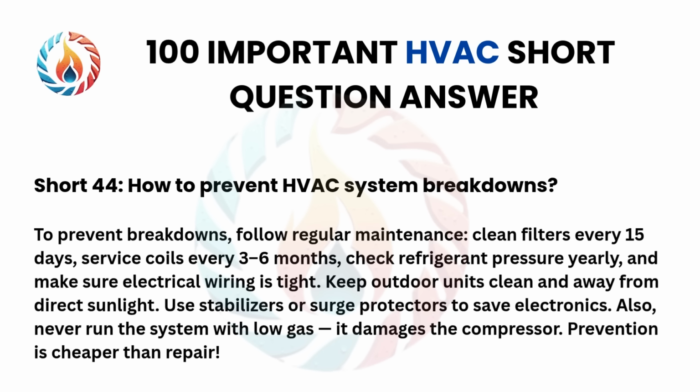Short 44. How to prevent HVAC system breakdowns. To prevent breakdowns, follow regular maintenance. Clean filters every 15 days. Service coils every 3 to 6 months. Check refrigerant pressure yearly, and make sure electrical wiring is tight. Keep outdoor units clean and away from direct sunlight. Use stabilizers or surge protectors to save electronics. Also, never run the system with low gas. It damages the compressor. Prevention is cheaper than repair.